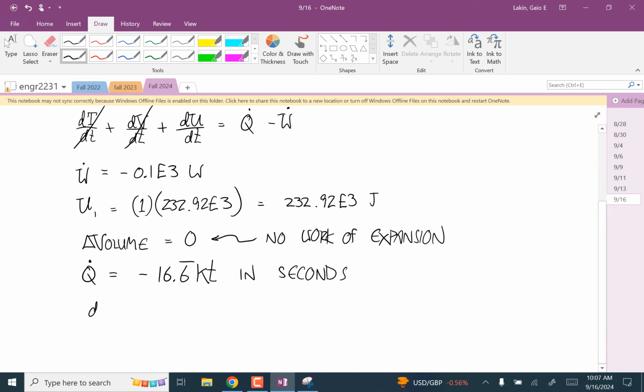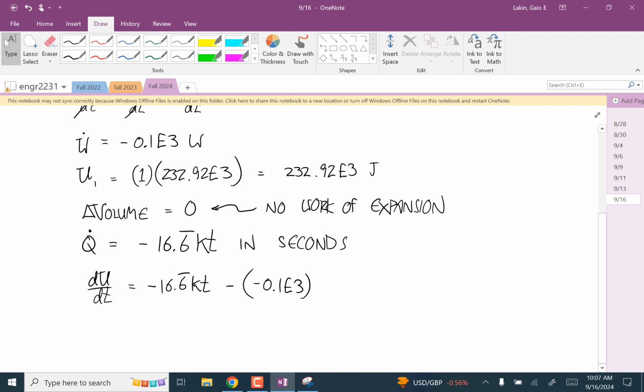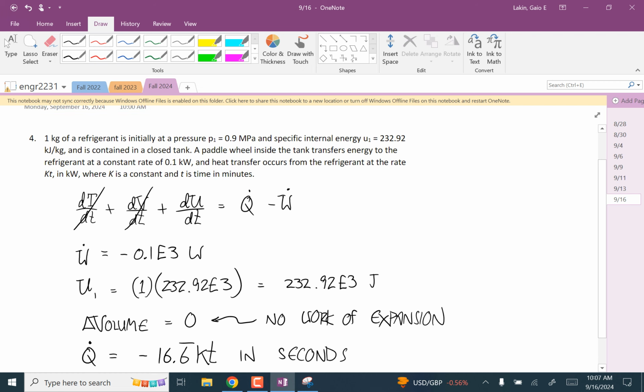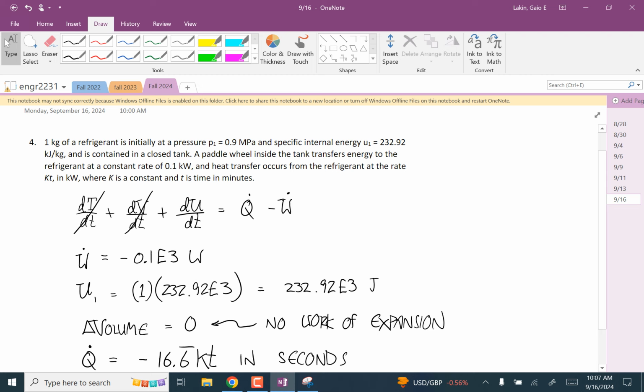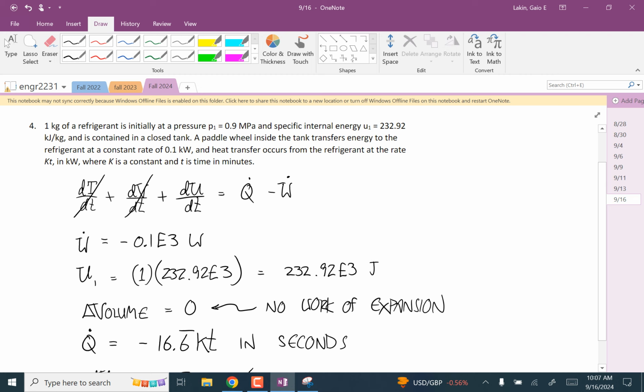And so dU dt is equal to negative 16.6 times kT minus negative 0.1 times 10 to the third. And what are we trying to find here? K. Right.